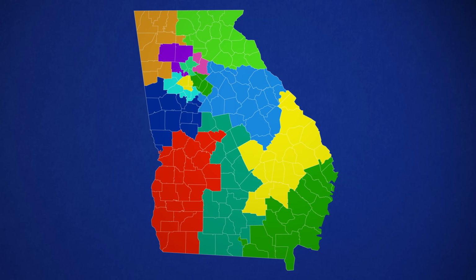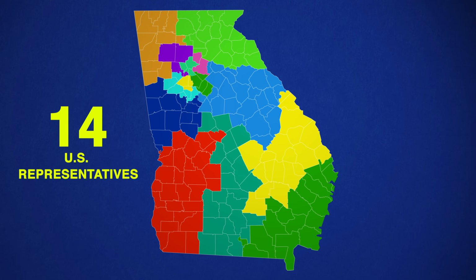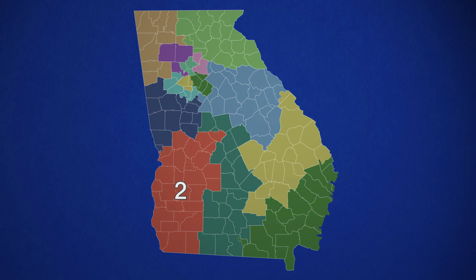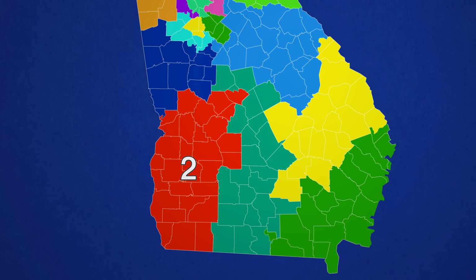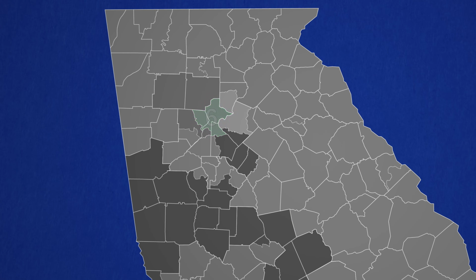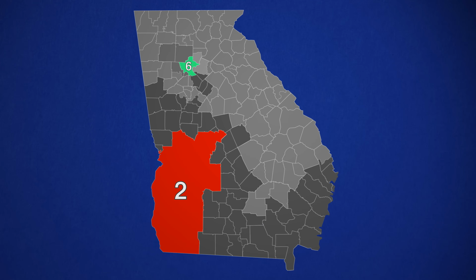Now let's look a little closer at Georgia's districts. The U.S. House of Representatives is a great example. Georgia has 14 representatives in the U.S. House, Congress's lower chamber. And you see District 2, it covers a lot of southwest and middle Georgia. Voters from cities like Macon, Columbus, and Albany are combined with voters from more rural areas like Americus and Plains. But then take a look at District 6 in Metro Atlanta. Whereas District 2 covers almost 30 counties, District 6 only covers parts of 3.